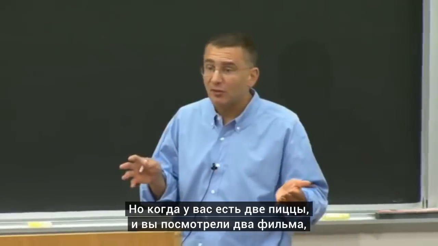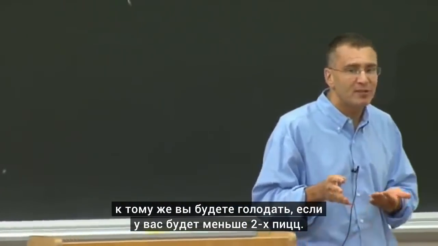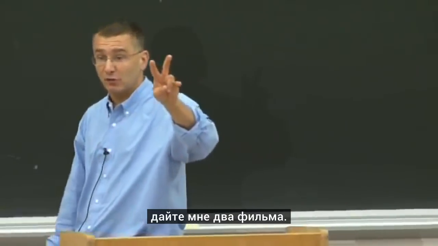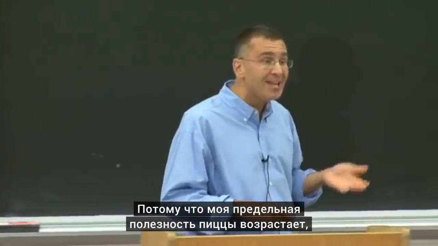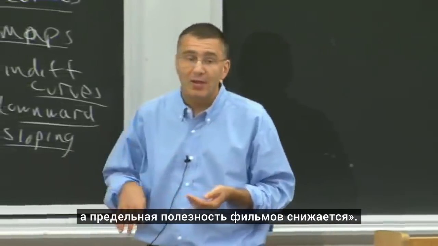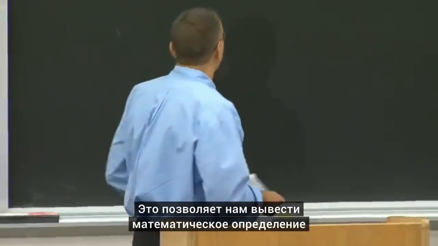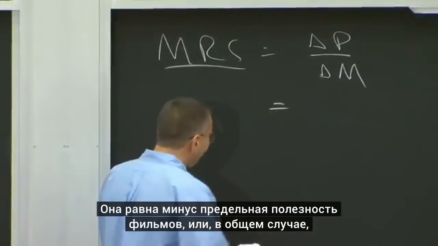But once you have 2 pizzas and you've seen 2 movies, you're not that interested in the third movie, and you'll be hungry if you have less than 2 pizzas. So then you say, wait a second, if you want me to give up another pizza, you've got to give me 2 movies. Because my marginal utility of pizzas is rising. My marginal utility of movies is falling. And that's why the marginal rate of substitution diminishes along the indifference curve.